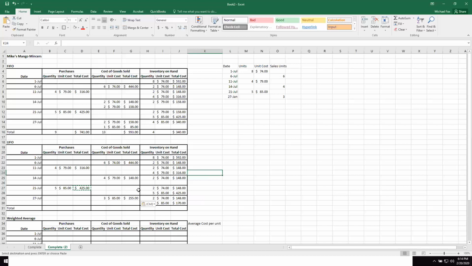Again, I can find my totals. I'm just going to cheat here and copy this formula, or copy and then paste that formula in there. And then here, I'm going to say I have 4 units at the end with a total cost of.